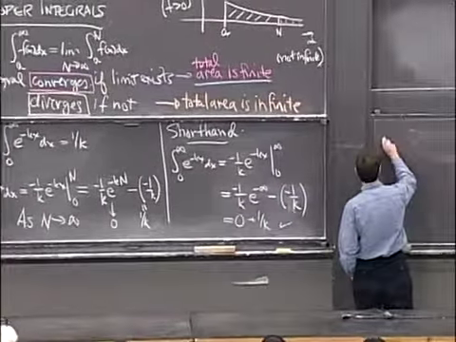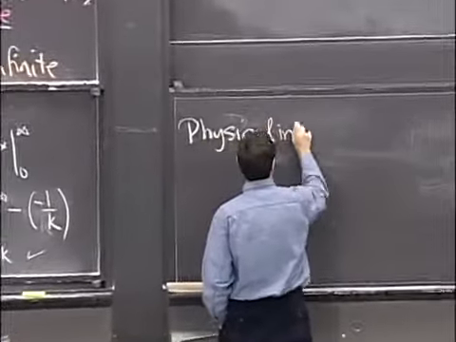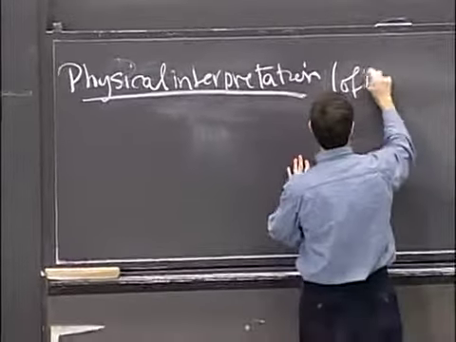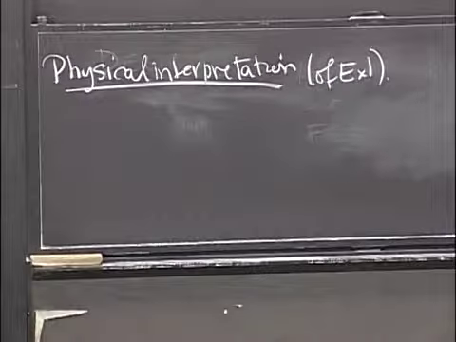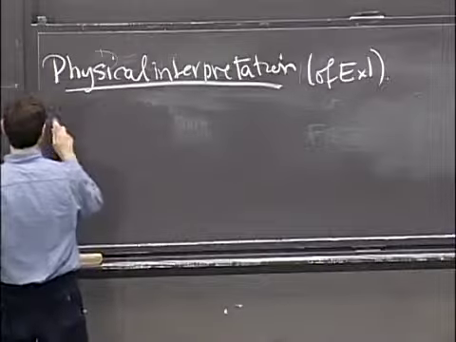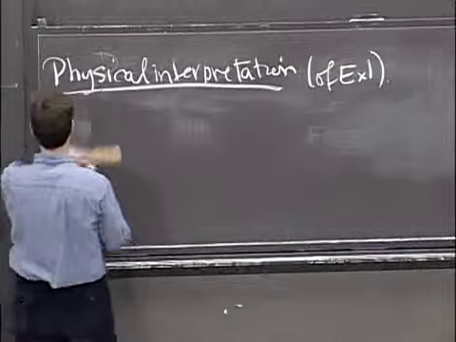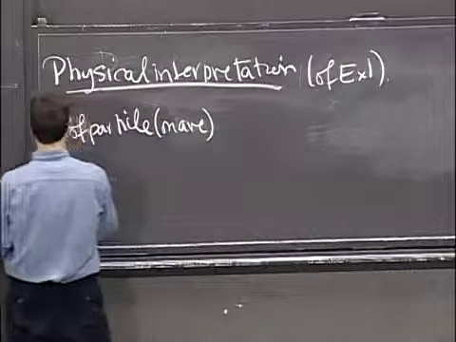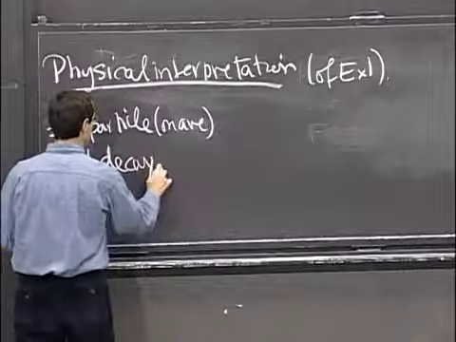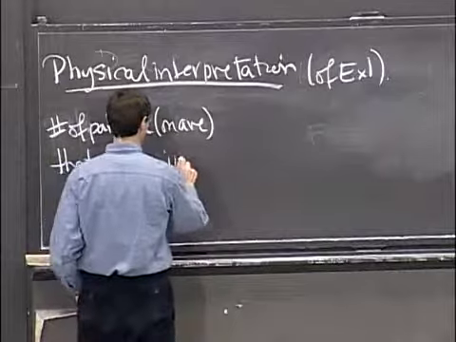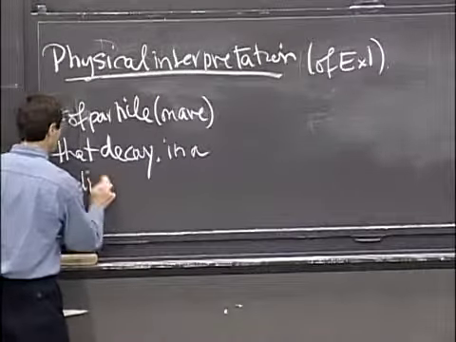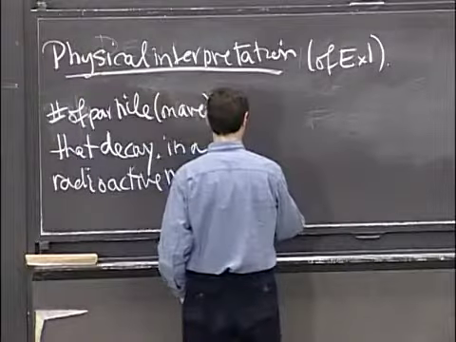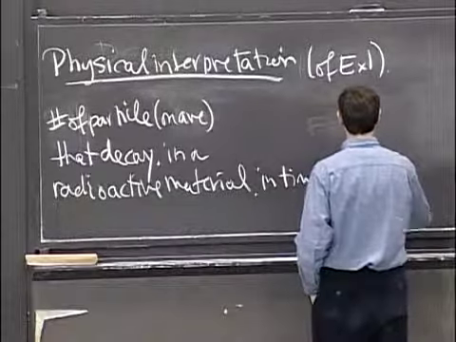One physical interpretation here. This is example 1, if you like. And this is something that was on your problem set, remember, that we talked about: the probability, or the number, if you like, the number of particles on average that decay in some radioactive substance, say in time between 0 and some capital T.